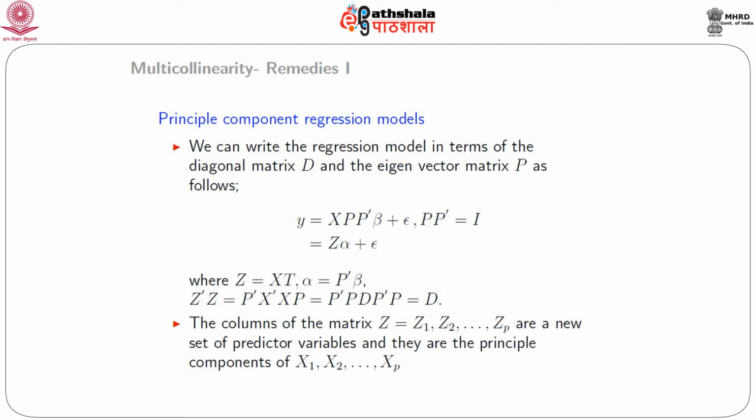So z prime z gives us P prime x prime x P, which equals P prime P D P prime P, which equals the matrix D. The columns of the matrix Z, which are z1, z2, up to zp, are a new set of predictor variables, and these are nothing but the principal components of x1, x2, up to xp.